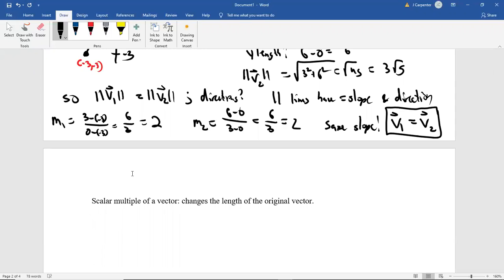However, I did mention a negative in there. What if there is a negative? If the scalar is negative, it rotates the vector 180 degrees, i.e. points in the opposite direction.